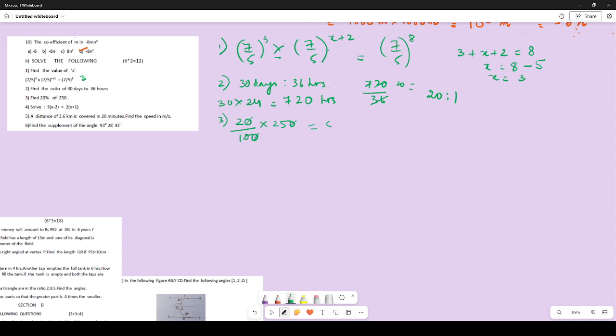And you get the answer as 50. This would be 20 is to 1. This answer would be 50. See how simple it was. Now let us take up the next question.